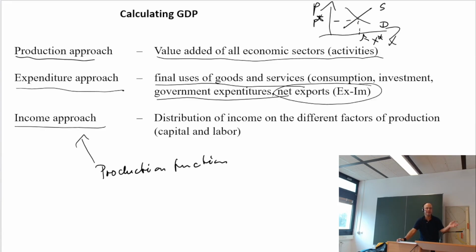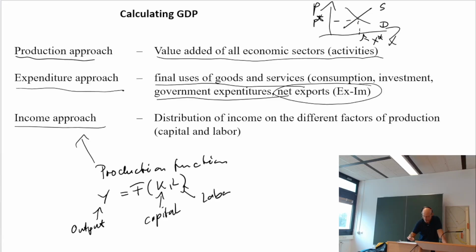And hopefully you have seen this in other courses already. There, in general, if we think of an aggregated production function, then we say, well, our output Y is some function, and we need some inputs in order to produce our output. So this is output. And what are the main inputs in general? This is then capital and labor.